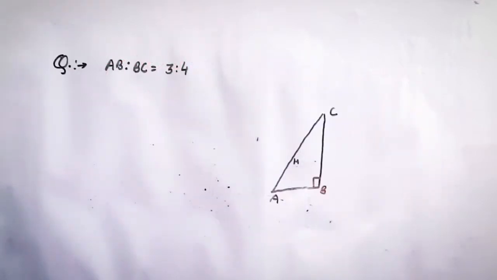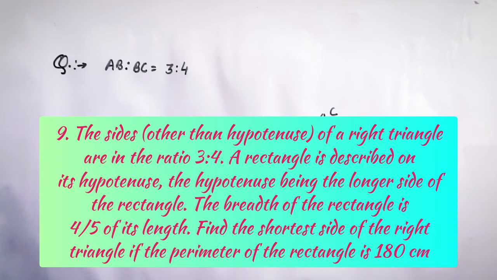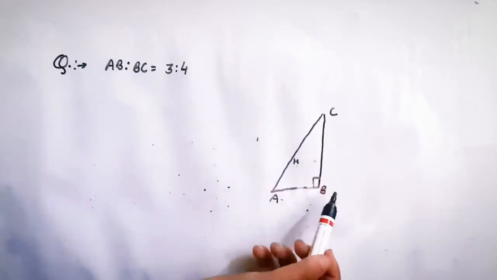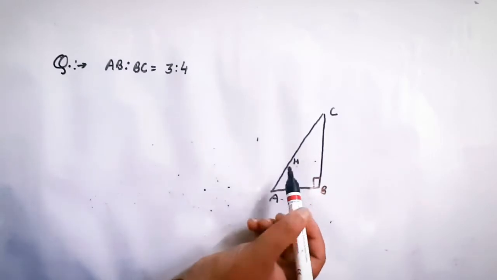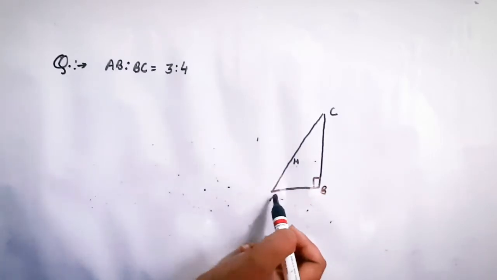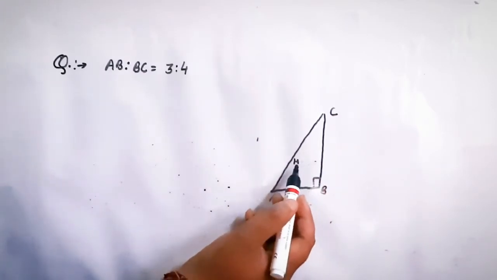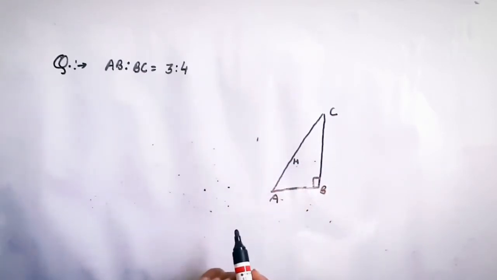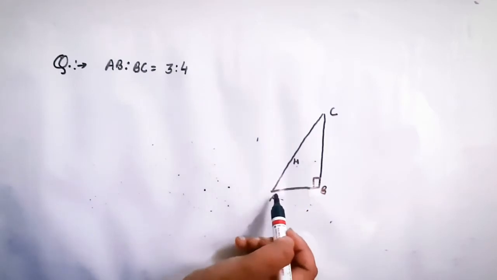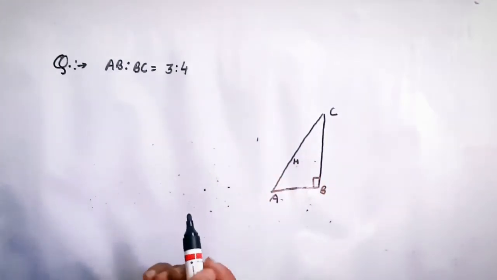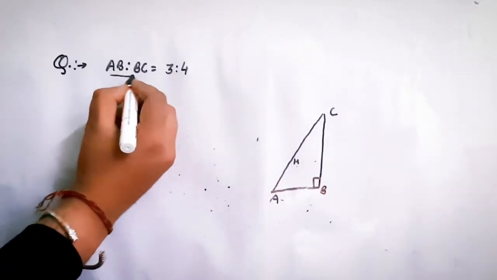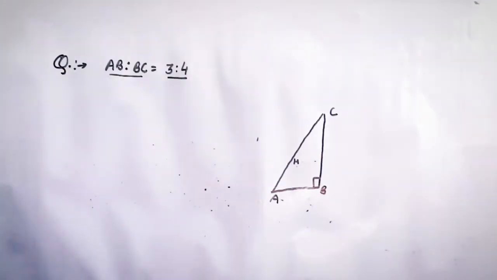Let's discuss one more question which is totally different. The sides other than the hypotenuse of a right triangle. If ABC is the right triangle, the sides other than the hypotenuse means it is talking about AB and BC, because the side which is opposite to 90 degrees is called the hypotenuse. So other than the hypotenuse are AB and BC, and they are in the ratio AB to BC is 3:4.